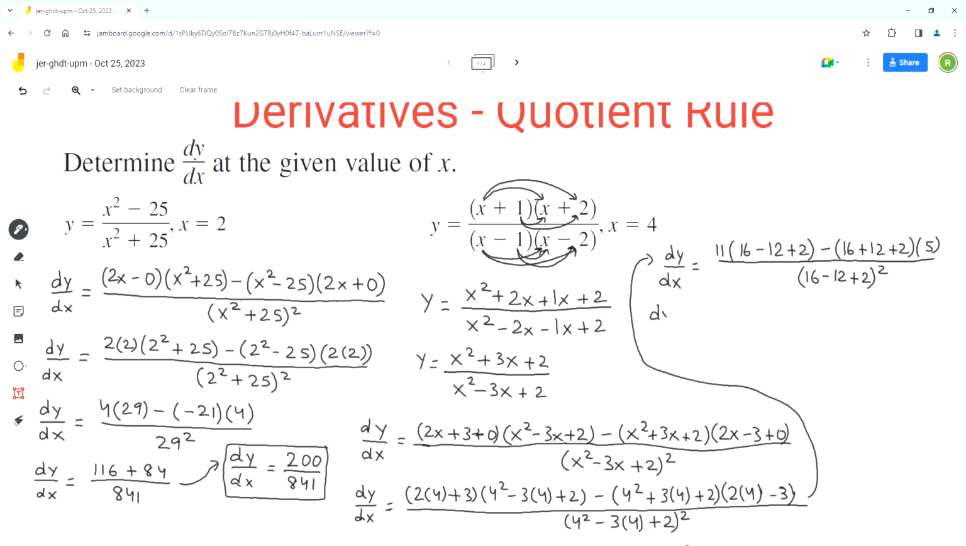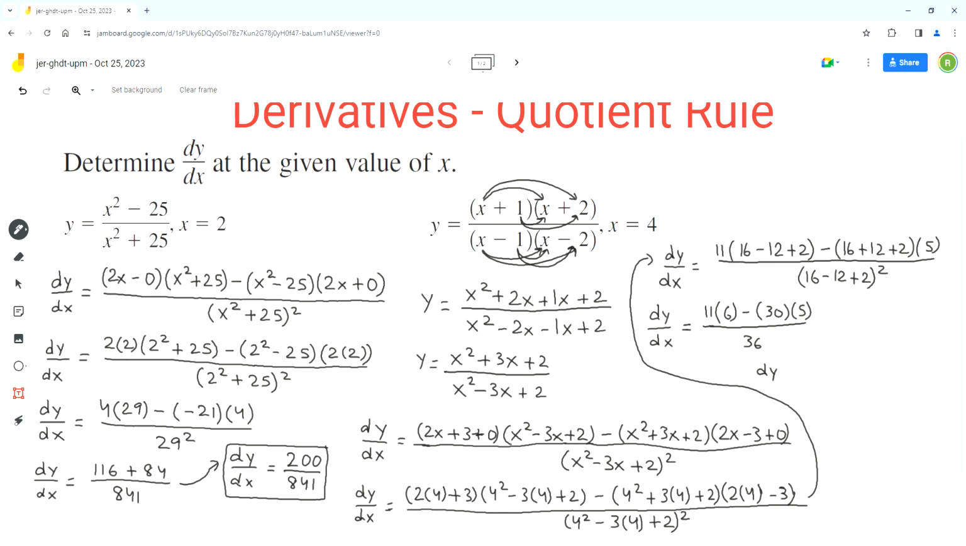So now we can simplify it further. So dy over dx equals, so in the numerator we get 11 times, so 16 minus 12 is 4, 4 plus 2 is 6, minus, and then in the other part, 16 plus 12 is 28, and 28 plus 2 is 30 times 5, over, and in the denominator we get 16 minus 12, which is 4, and 4 plus 2 is 6, and 6 square, which is equal to 36. Now we can simplify it further.